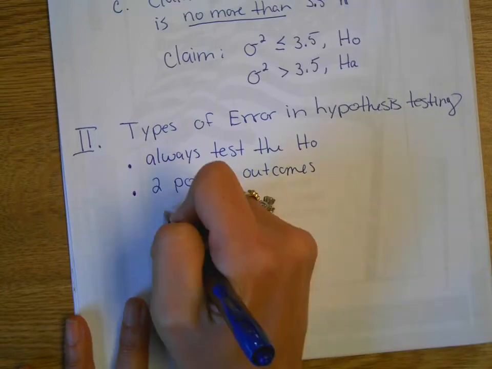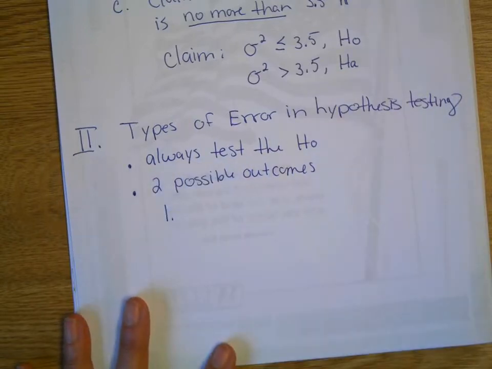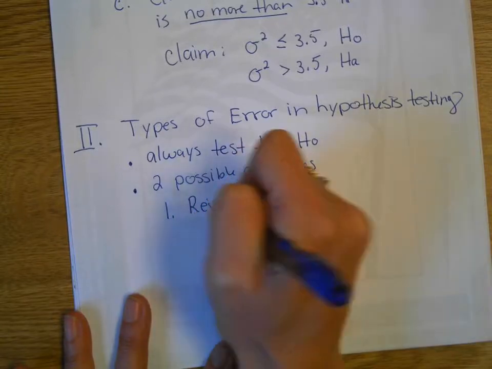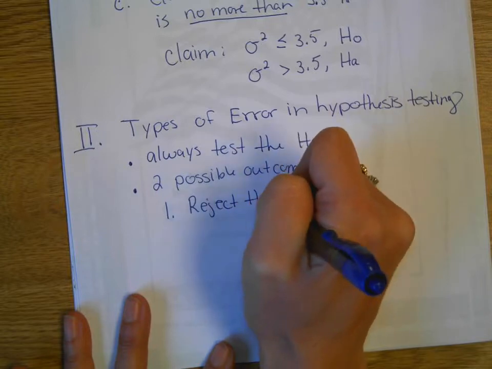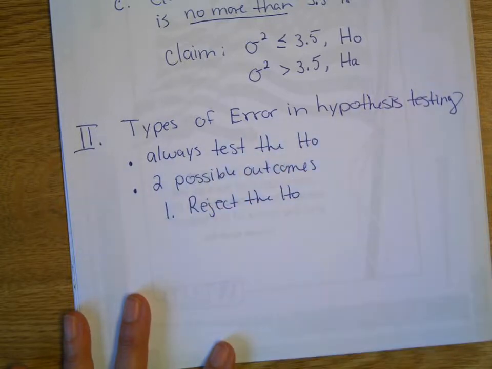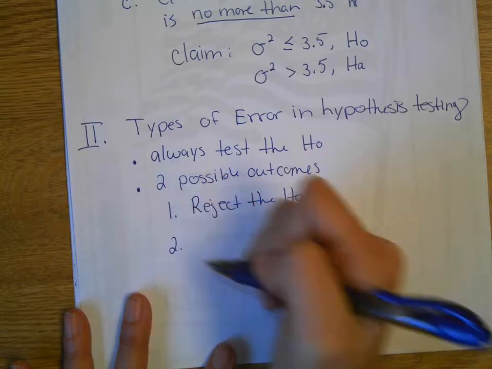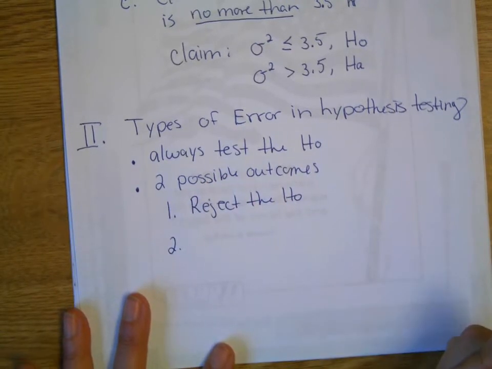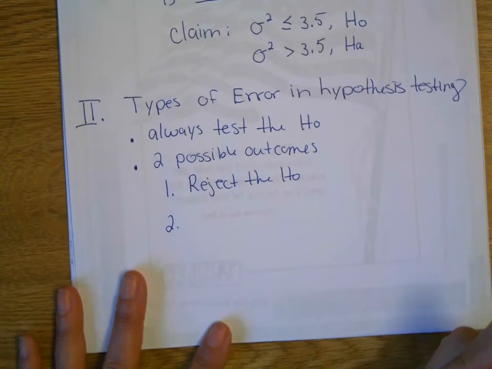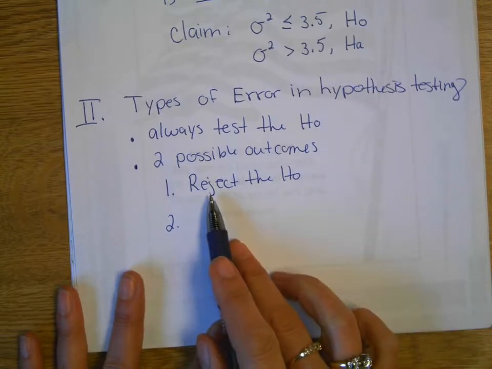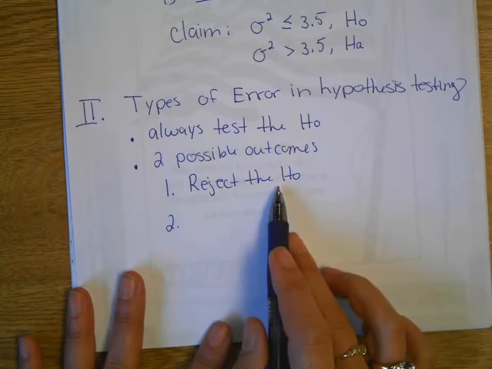So when you're done with the test, you're going to say one of these 2 things. You're going to say, I reject the null. What's the other side of the coin? No, never, never, never accept the null. Reject the Ha? No, we only test the null. Accept the Ha? No. So you can reject the null.